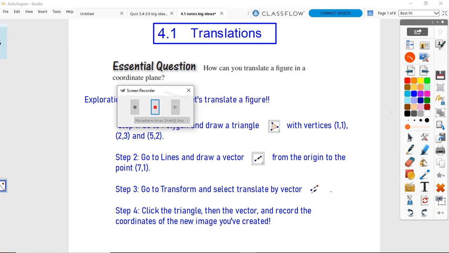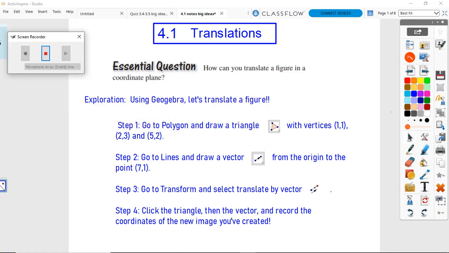Hello, friends, and welcome as we blast off into chapter 4 titled Transformations. And transformation is very important to us mathematically as we move ahead. You're going to transform things next year in Algebra 2 when you take a look at functions, whether it's absolute value functions or quadratic functions, you're going to transform them, and it gets a little bit tricky.